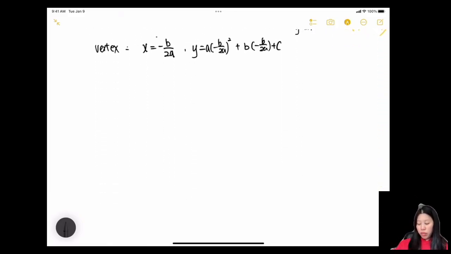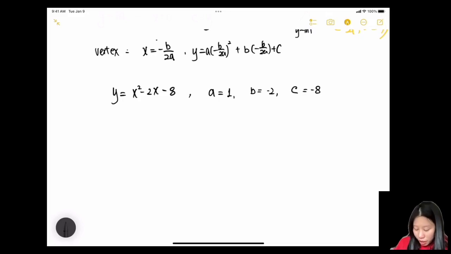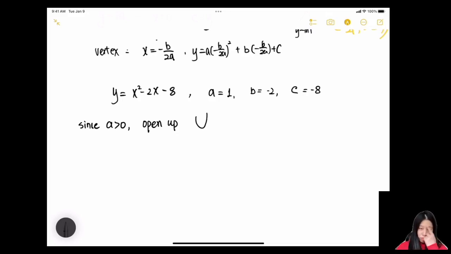Okay, let me give you an example. I have y equals x squared minus 2x minus 8. So we need to identify a, b, c first. a equals 1, b equals negative 2, and c equals negative 8. And we know that, hey, since a is greater than 0, the curve is going to open up. It's going to look like this one.